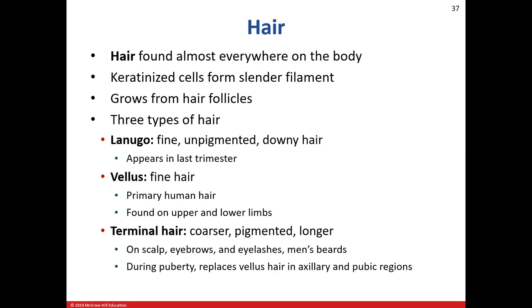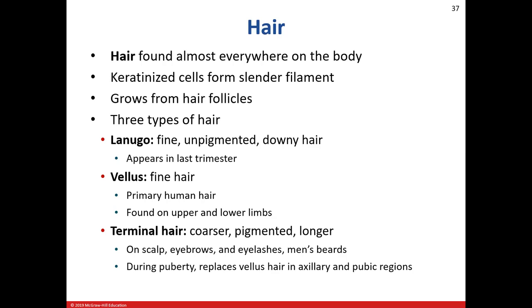There are three different types of hair. Lanugo hair is the fine, unpigmented, downy hair and typically occurs within the last trimester of development. We also have vellus hair. Vellus hair is the very fine hairs that we have throughout the body.